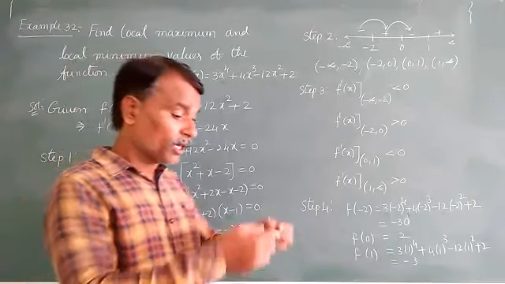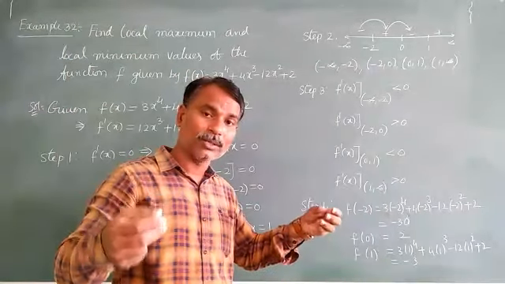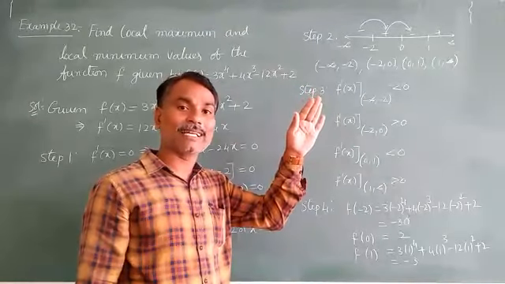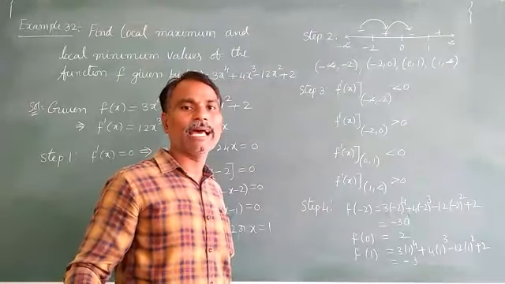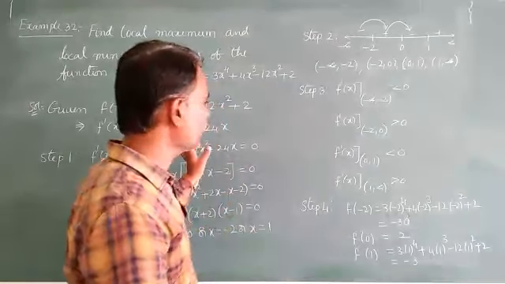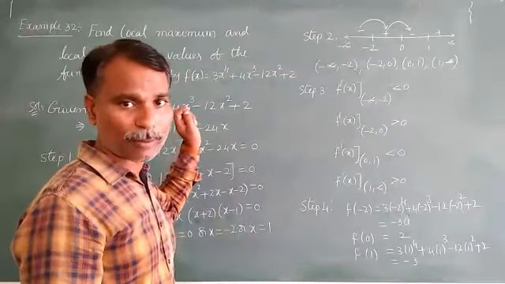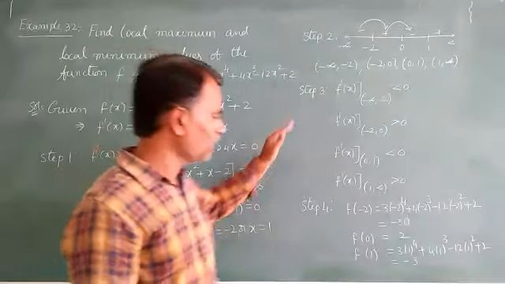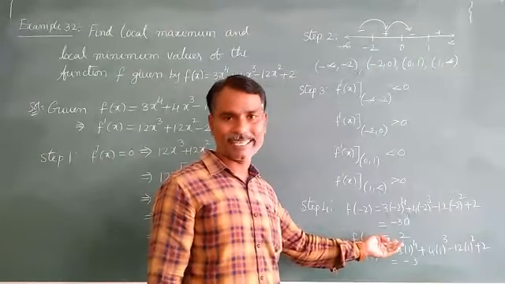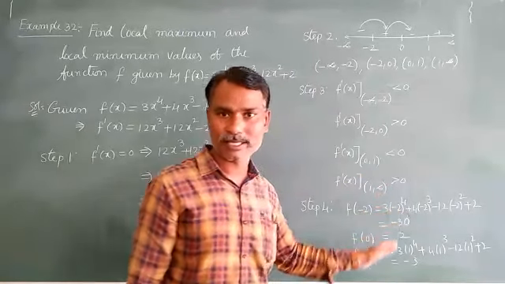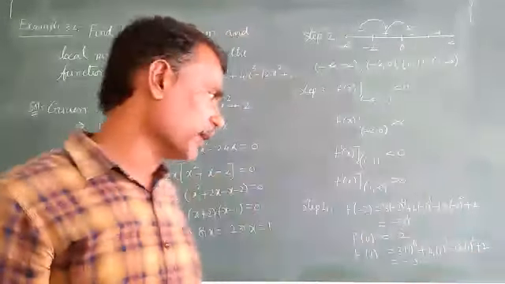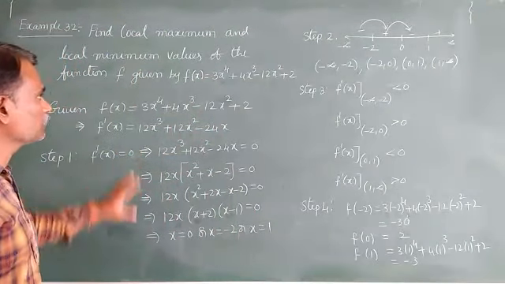Actually, among all local maximum and minimum values, the highest maximum is called the absolute maximum, and the smallest value is the absolute minimum. But here he doesn't use the words absolute maximum or absolute minimum. Just by calculating, the highest value should be considered the local maximum, and the smallest value should be considered the local minimum value. Note down like this.